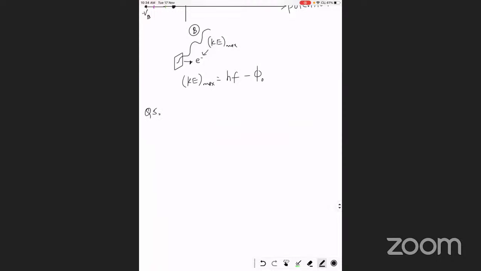Question number 5. It is from IIT Advanced 2015.